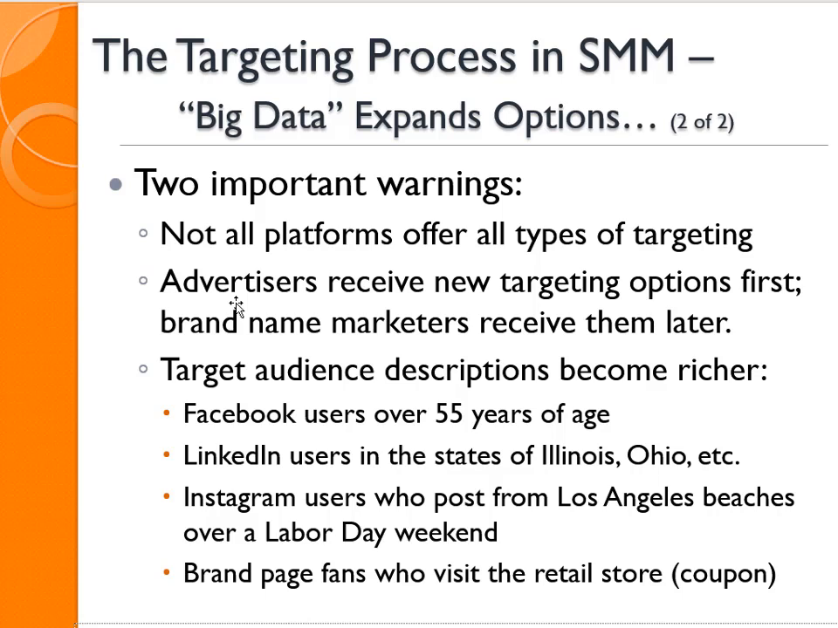Here's another example. We have Instagram users who post from Los Angeles beaches. Now again, the time of day and the time of year, Labor Day weekend, maybe there's something else going on, and we could target them for that. Also, we have information about brand page fans who visit a retail store. Once we know that, then we can actually send them coupons for that.